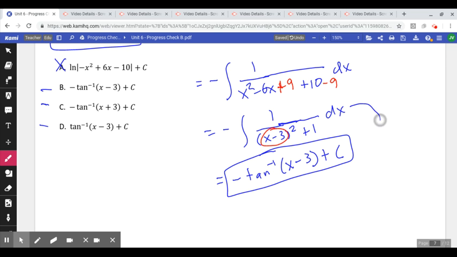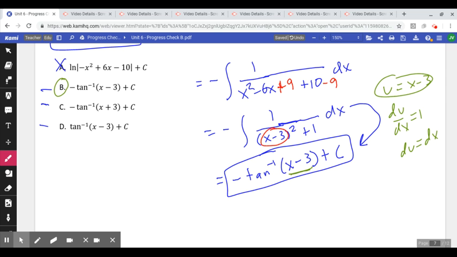If you're having trouble going from this step to this step, I'm going to give you a hint. You could use u equal to x minus 3. Then you'll notice that du/dx is equal to 1 and du is equal to dx. So you would have the opposite of the inverse tangent of u plus c. That would be your antiderivative. And then you just have to substitute back in for u with your x minus 3, which is what you had up here.